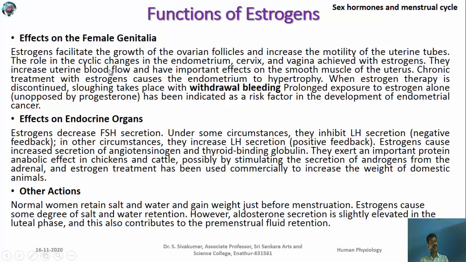They increase uterine blood flow and have important effects on the smooth muscles of the uterus. With chronic treatment with estrogen, at the same time, you can't have too much estrogen. If you have more estrogen, that condition can lead to hypertrophy. When estrogen therapy is discontinued, when you stop giving estrogen during hormonal therapy, it will cause withdrawal bleeding. Prolonged exposure to estrogen alone has been indicated as a risk factor in the development of endometrial cancer. So if you have more estrogen in our body, it may lead to cancer. That is also a negative effect of estrogen.